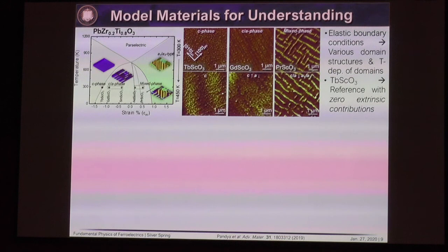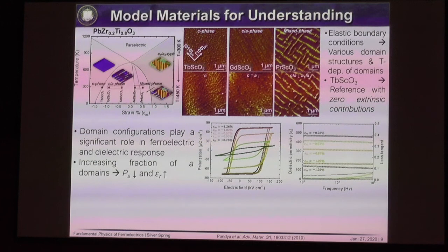So here we have a system where we have a monodomain C structure, and we have different films that have different fractions of C and A, and they vary in different ways as a function of temperature. Not surprisingly to anyone in this room, changing these domain structures also changes the other properties, so you can see evolution of the polarization. As we increase the A domains, the measured out-of-plane polarization goes down, and the dielectric response goes up in these systems. So everything kind of makes sense.